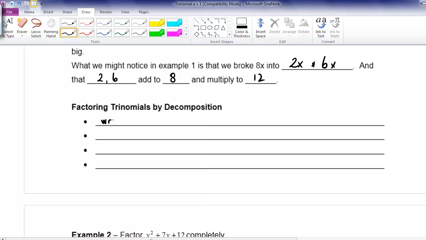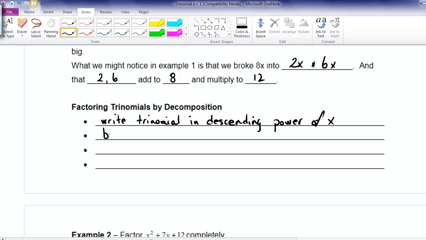So the first thing we want to make sure is that we write the trinomial in a certain way, and we want to write it in descending powers of x. So this is the habit, descending. This is the habit I've asked you to get used to when we've multiplied and continuing on to unmultiply.